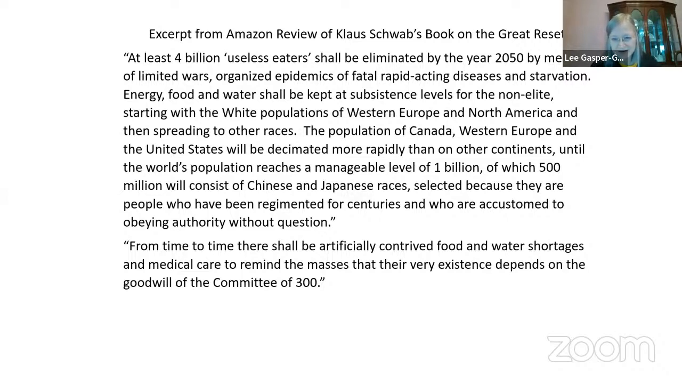The population of Canada, Western Europe, and the United States will be decimated more rapidly than on other continents, until the world's population reaches a manageable level of 1 billion, of which 500 million will consist of Chinese and Japanese races, selected because they are people who have been regimented for centuries and who are accustomed to obeying authority without question. From time to time, there shall be artificially contrived food, water, and medical care shortages to remind the masses that their very existence depends on the goodwill of the Committee of 300.